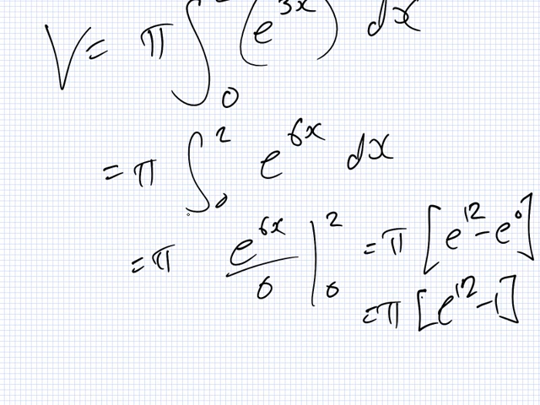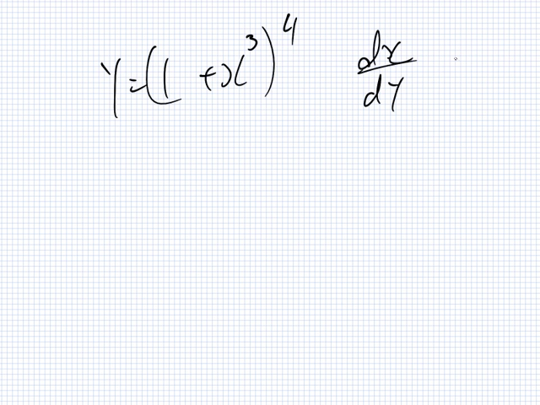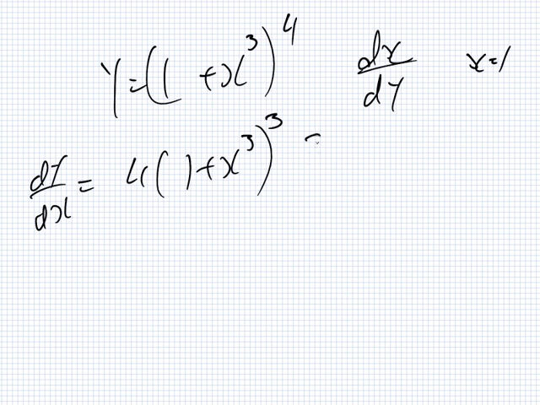A9, a curve has equation y equals 1 plus x cubed all to the fourth. Find the equation of the tangent. Find dy/dx when x equals 1. Give me your answer as a function. So, just the chain rule, which we've seen earlier. But we put x equal to 1.